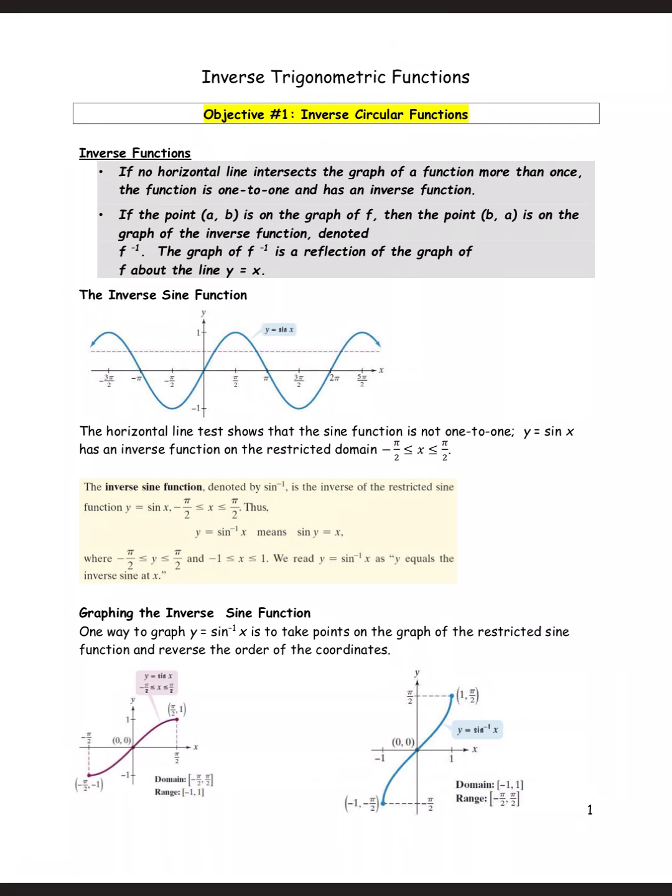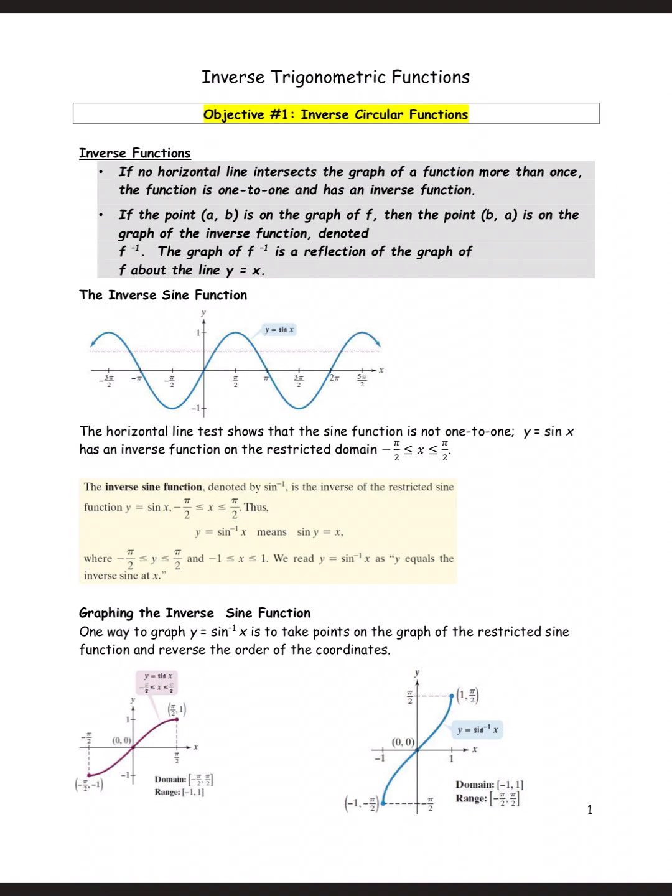Inverse trig functions. Inverse functions. If no horizontal line intersects the graph of f more than once, the function is one-to-one and has an inverse function. If the point (a, b) is on the graph of f, then the point (b, a) is on the graph of the inverse function, denoted f to the power of -1. The graph of an inverse function is a reflection of the graph of f about the line y equals x.